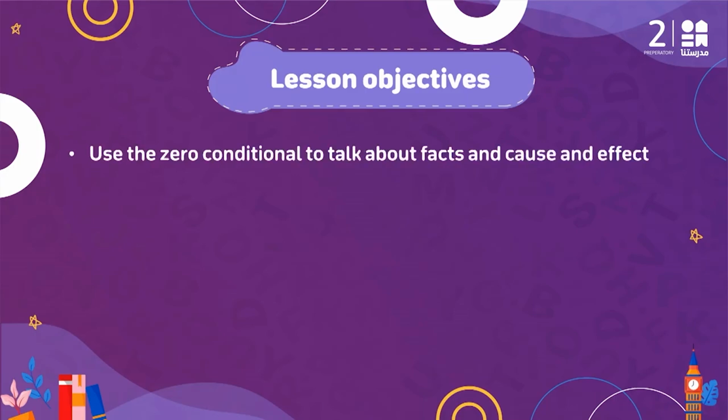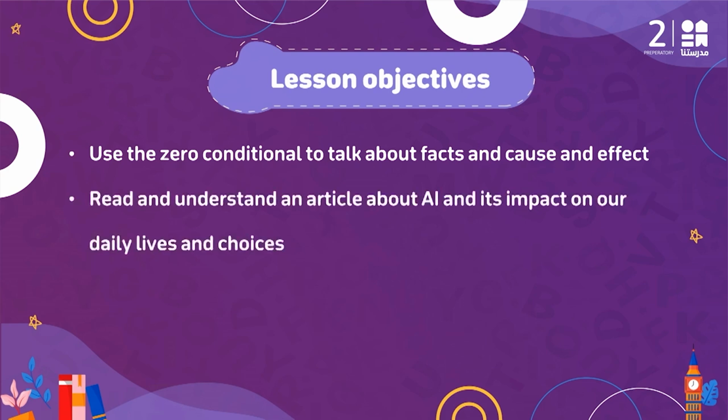Our lesson objectives for today are to use the zero conditional to talk about facts and cause and effects, and also to read and understand an article about AI and its impact on our daily lives and choices. First of all, before we start, let's discuss this.